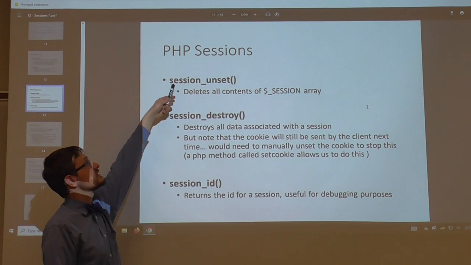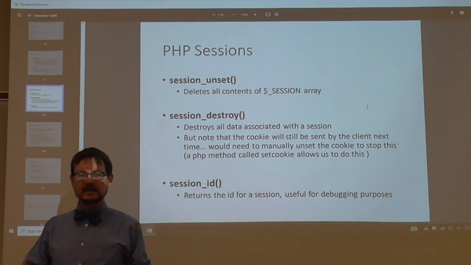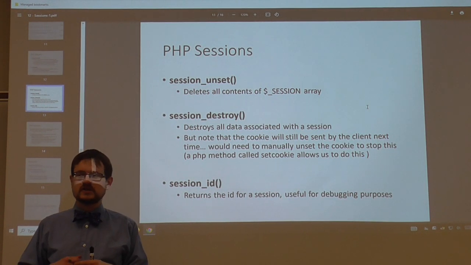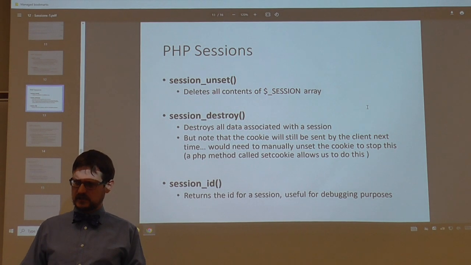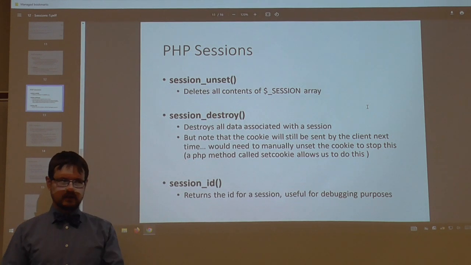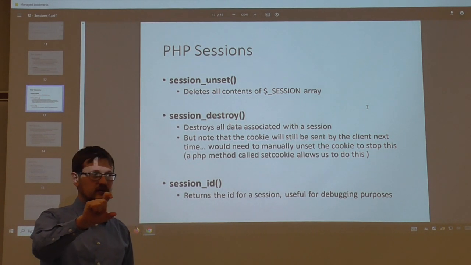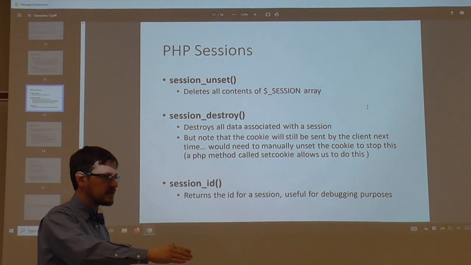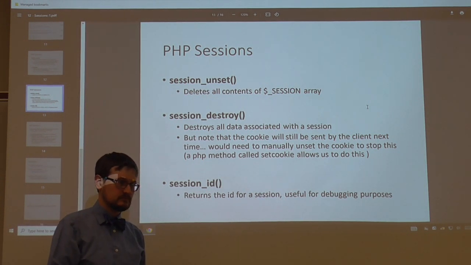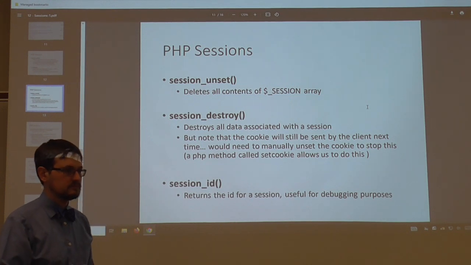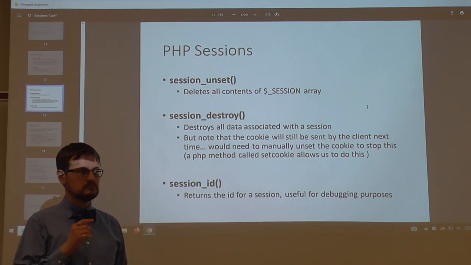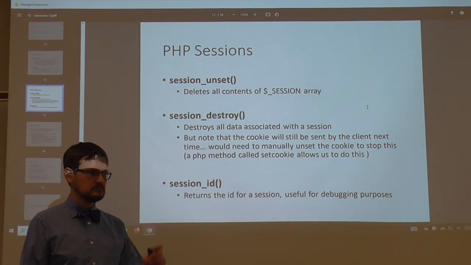So unset resets the database entry to all nothing, right? It destroys the data without destroying the session. Session destroy destroys the session itself. It deletes that entry in the database completely, which corresponds to that client. So what happens is, if the next time that same client accesses it, it's going to be considered as a new person, right? So they will issue him a new session.